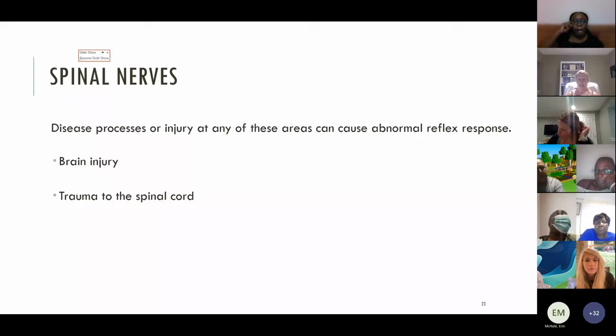Anytime that we have an injury, if the patient's in a car accident, or they break their back, or they sever their spine, or they break their neck, anytime there's any type of damage or injury in any of these areas, we know that we're going to have problems with our reflexes and different responses in the body. So any kind of brain injury, any kind of trauma to the spinal cord.